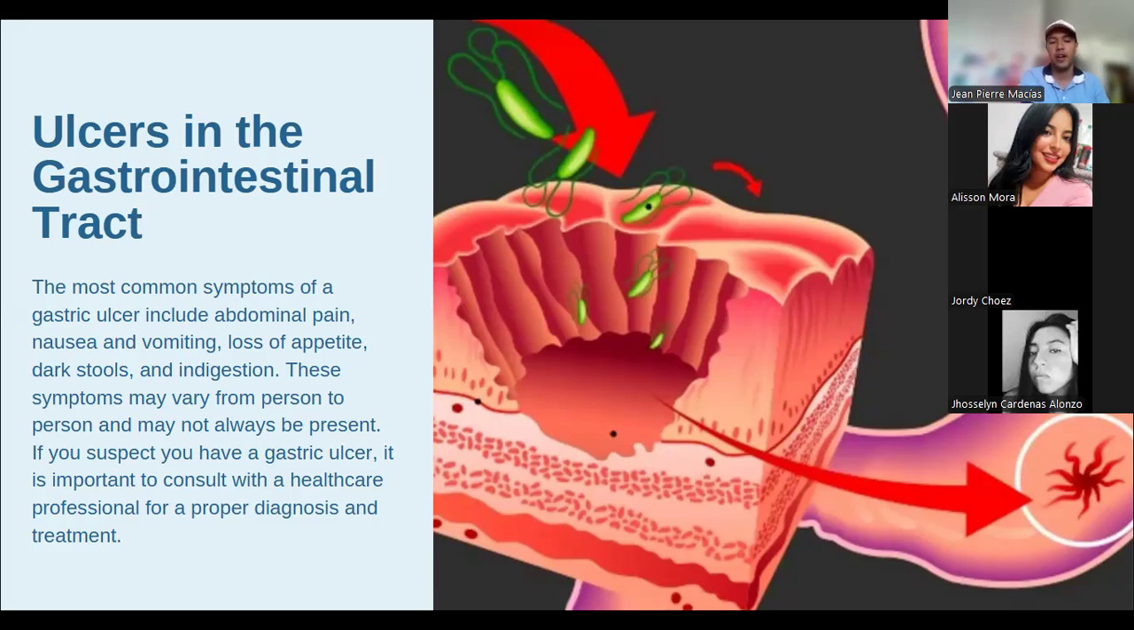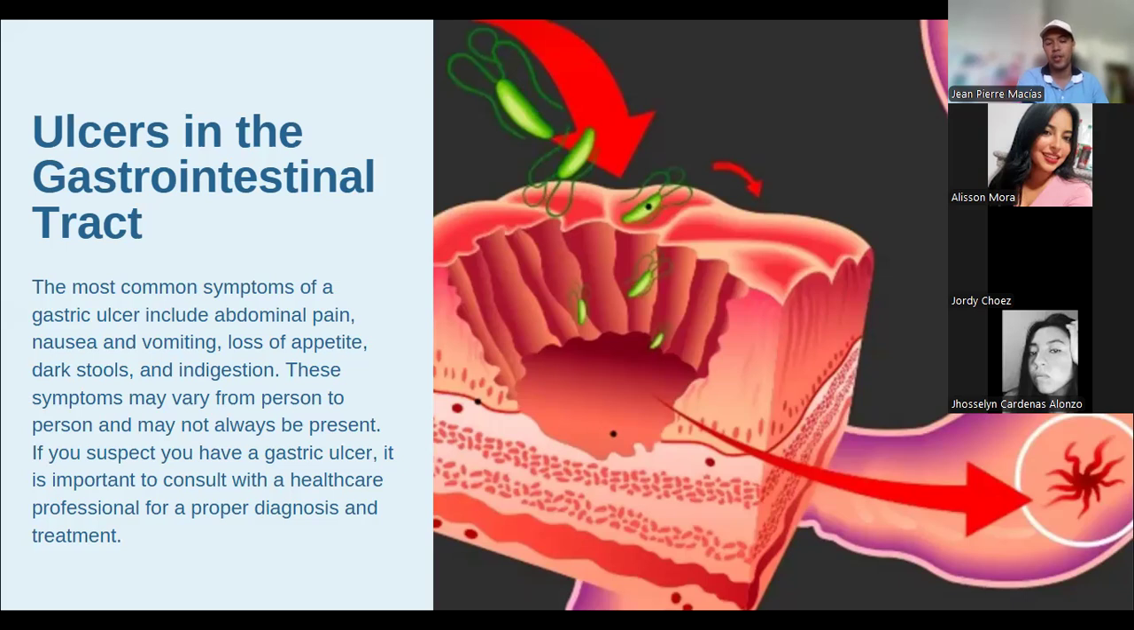Other factors, like excessive acid production, called hyperacidity, can contribute to ulcer formation by overwhelming the protective mechanisms of the stomach. While not a direct cause, chronic stress can exacerbate existing ulcers or contribute to the development of new ones. Smoking can impair healing and increase the risk of ulcer recurrence. Alcohol consumption can irritate the stomach lining and contribute to ulcer development.